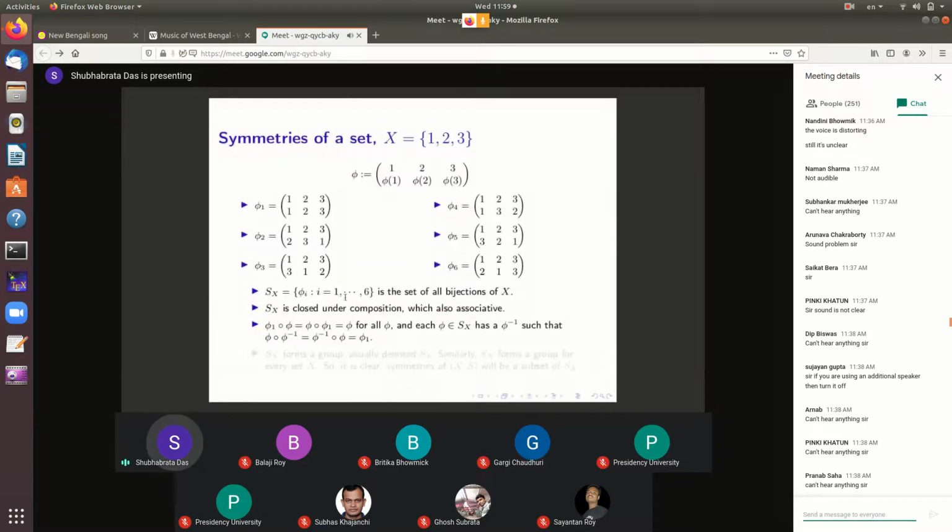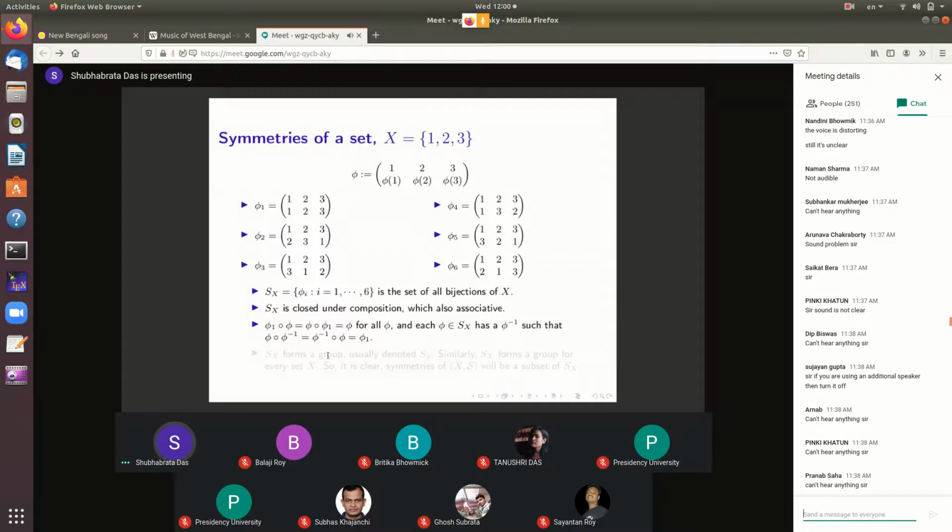And we can see that this collection is closed under composition. These are all bijections, that means mappings of this set, and this collection of all these bijections is closed under composition. Take any 2, compose in any order you like, you will still get an element in this collection. And as it is composition of mappings, it's associative. I hope all of you know the associative notion.